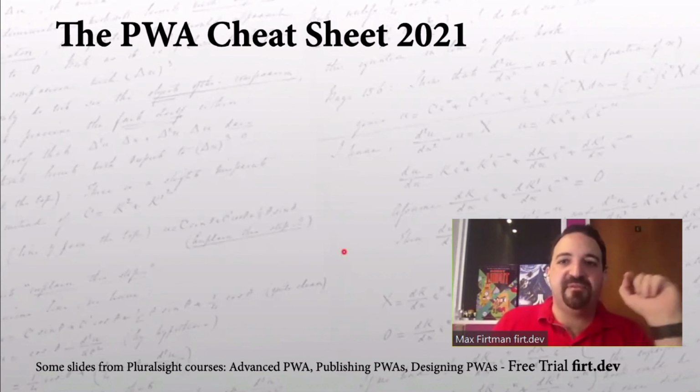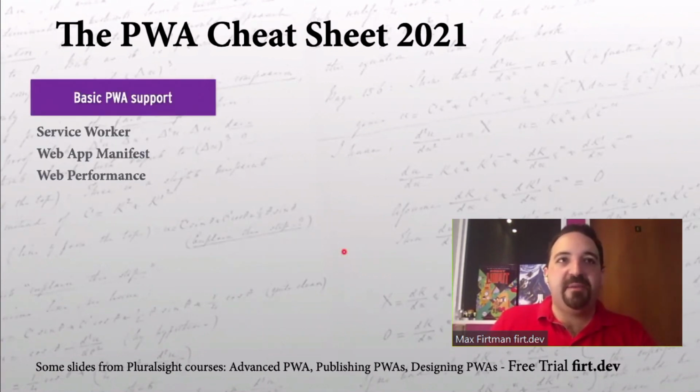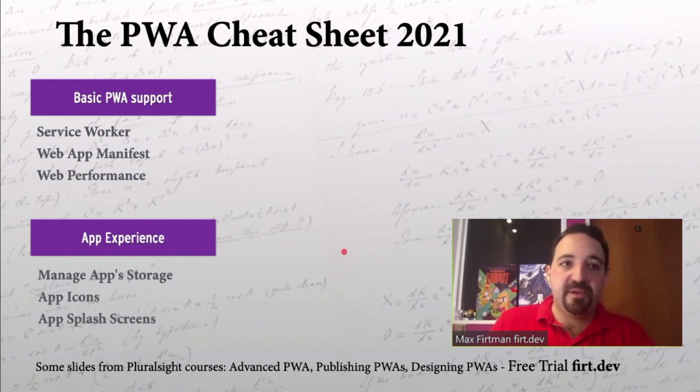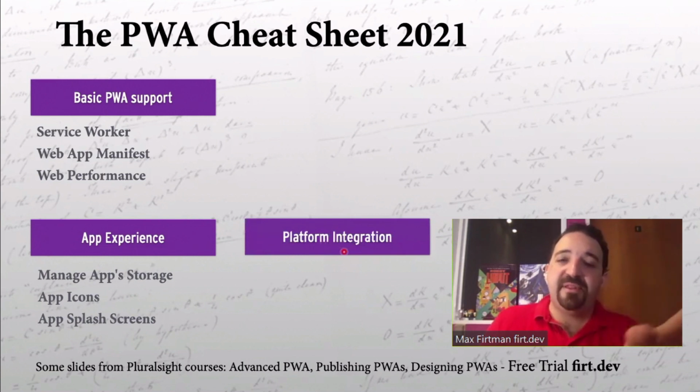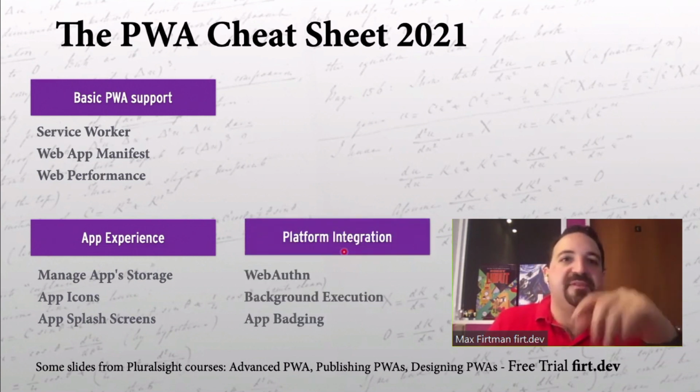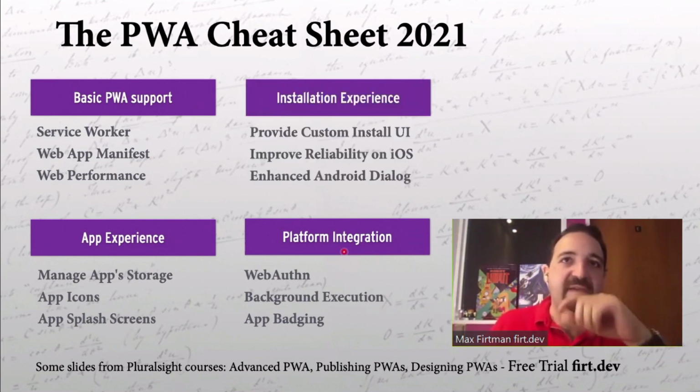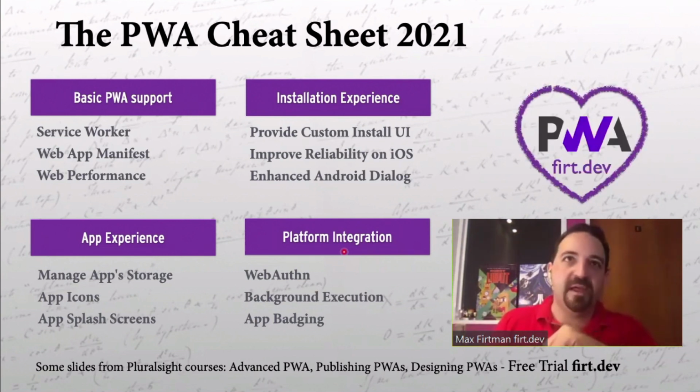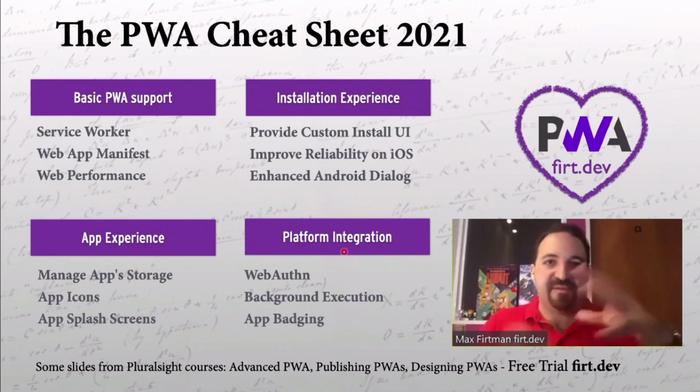So let's make a quick review of the PWA cheat sheet before ending the day. So basic PWA support, that's something that you know. For the app experience, you should manage app storage, app icons, app splash screens. For platform integration, that's something that we didn't cover. We don't have enough time, but you just check this: web authentication, background execution, and app badging. And for installation experience, please provide your custom install UI, improve reliability on iOS, and enhance the Android dialog. I think that this is the current cheat sheet of a PWA, something that you must do when you have your own PWA.